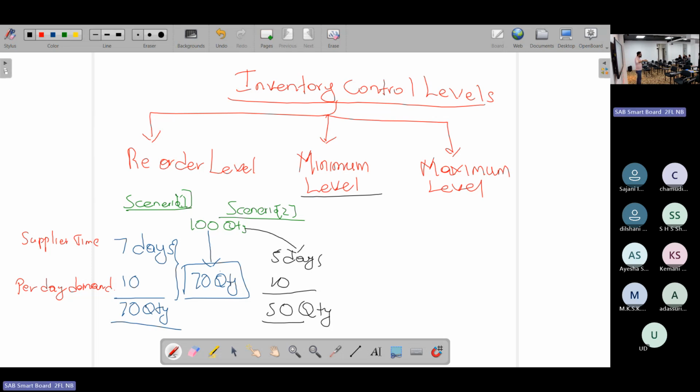In the immediate near future, this 50 quantity will also become 0. Demand is for 5 days; demand was 10 per day. Out of the 50 quantity, you have 30 quantities. Then within 3 days, the entire 30 quantities will be over. Then in the next 2 days, 0 balance is there.